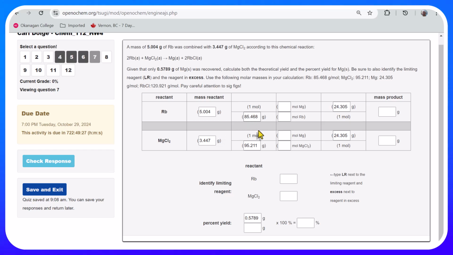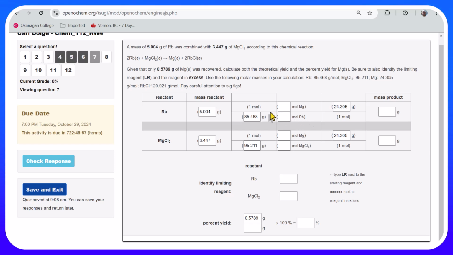I've inputted their molar masses, and I ask you to use the provided molar masses so that we end up with the same digits at the end. Now, the idea is that we're going to convert both the rubidium and the magnesium chloride's masses to the corresponding mole. Then we use the mole ratio in the balanced equation, and then we're trying to determine how much magnesium will be produced. So I've also inserted the magnesium molar mass.